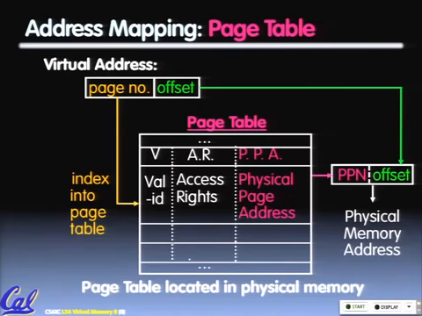Okay? Here's some interesting things. One, we saw valid. Valid means are you resident or not? Are you in physical memory or not? We also saw this access rights. That protection means that we can actually determine whether a page is read-only, whether there's a read bit, can you read or not? Can you write to this page or not? Can you execute that page or not?